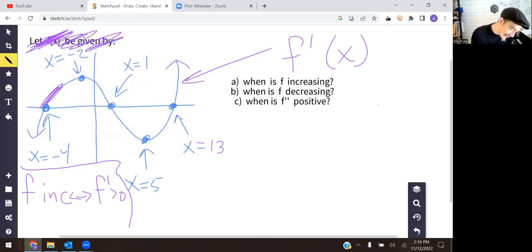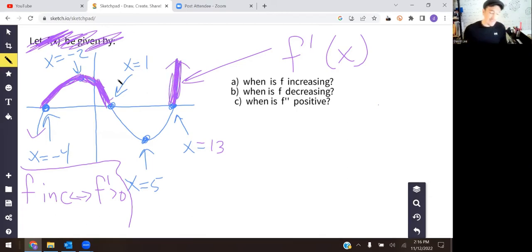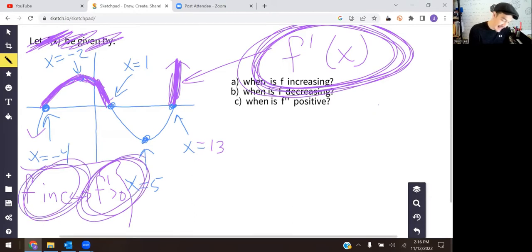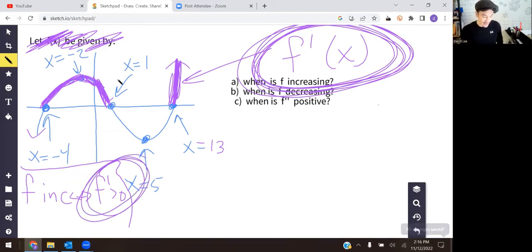Whatever. So look, right here, you see this purple? This purple part of the graph is above the x-axis. Also here. So these two parts in purple, the graph is above the x-axis. That is when f prime is positive. And f prime positive is the same as regular f increasing.